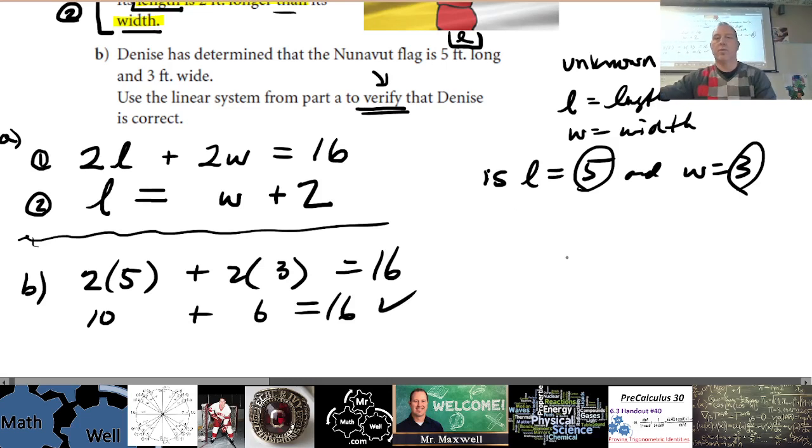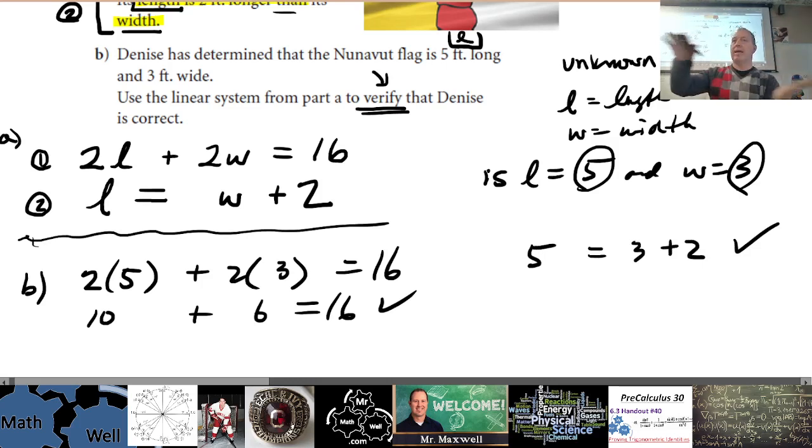Does it work for the length and the width relationship? Well, this one's going to be pretty easy. Is 5 equal to 3 plus 2? Yes, it is. So if you insert the values into the equations that you've made, the 2 equations, and if they satisfy the equations, you got the right answers. Any questions there? Creating equations, verifying possible solutions.